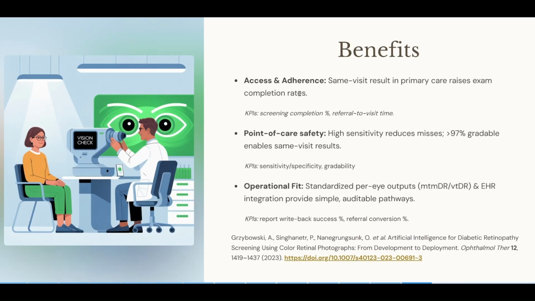EyeArt improves access by giving same visit results, helping more patients complete their screening. This can be tracked using the screening completion rates and referral to visit time. These are the KPIs for access to adherence. It also offers strong safety at the point of care. With high sensitivity and over 97% gradability, the risk of missed cases is low and most results are delivered without needing any dilation. The KPIs here include sensitivity, specificity, and gradability rates.